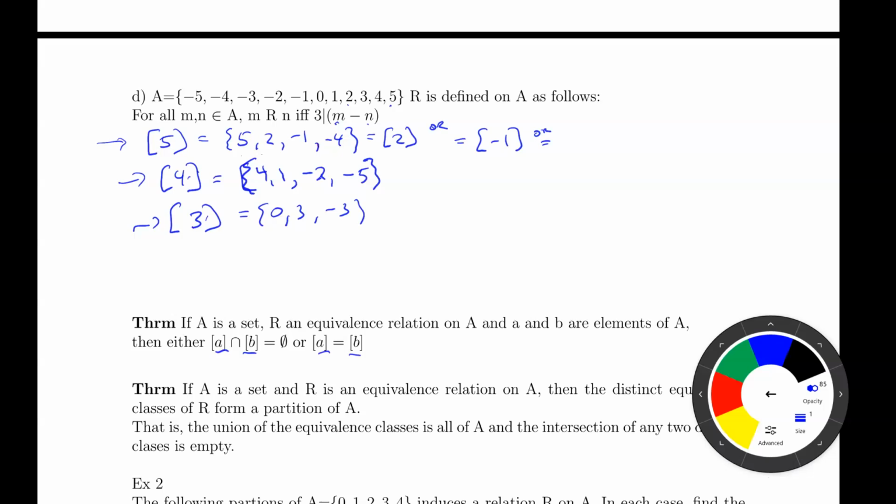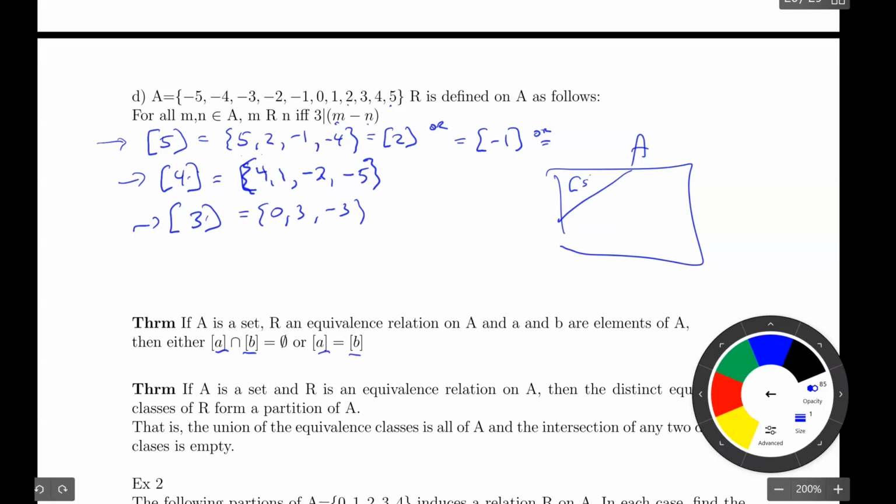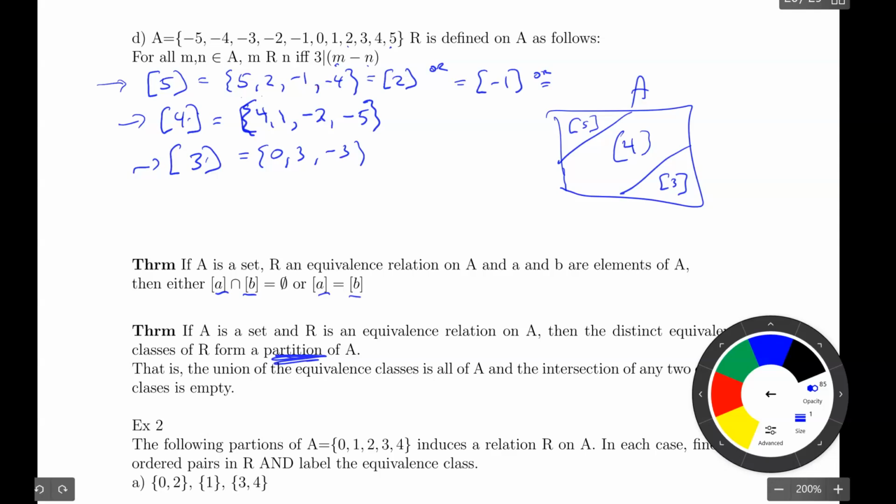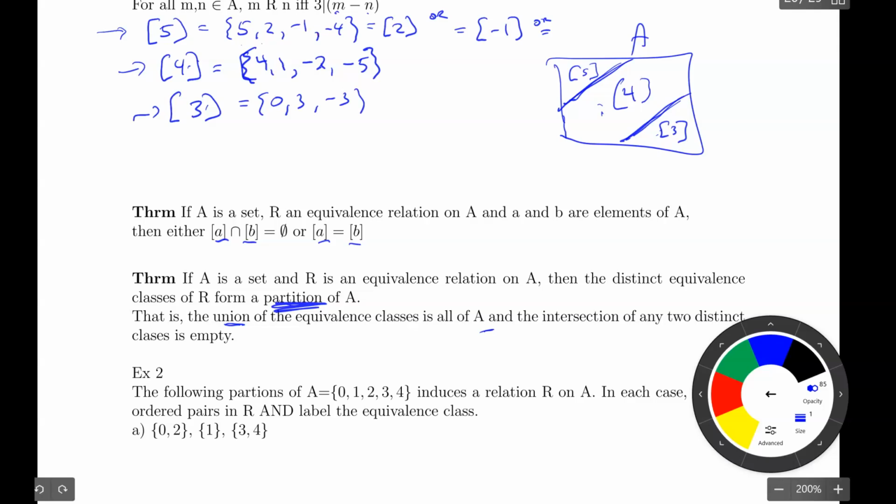So I have this set, right? The set A, and I'm not going to write all the numbers in there, but there's the set A. So here would be the equivalence class 5, here would be the equivalence class 4, and here would be the equivalence class 3. There's nothing in common between them, and they form a partition. Remember, partition breaks up the whole set into things that do not intersect. And so if I take the union of all the equivalence classes, I get the whole set A, and the intersection is 0.